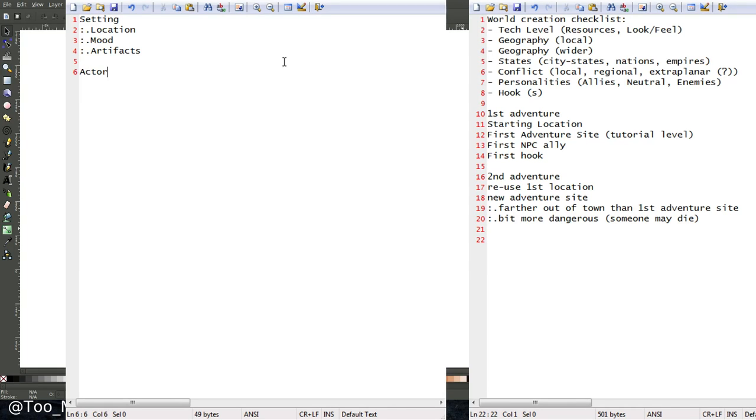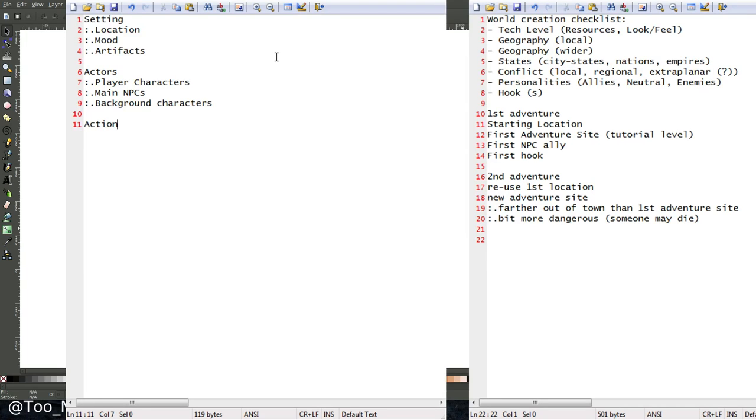Then you have your actors. These are, in the case of a tabletop game, your player characters, your main NPCs, and background characters. And lastly, you need your action, which is to say, stuff happening. Primarily, this is conflict between various groups or against a hostile world, as well as interaction between people. These three things, setting, actors, and action, are the holy trinity of storytelling. Every story has these things, no matter how well developed.